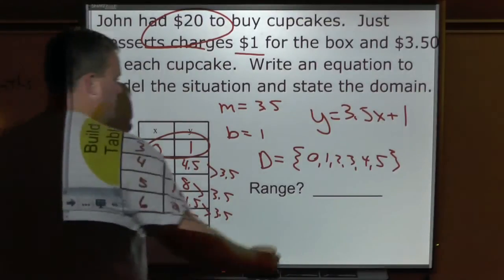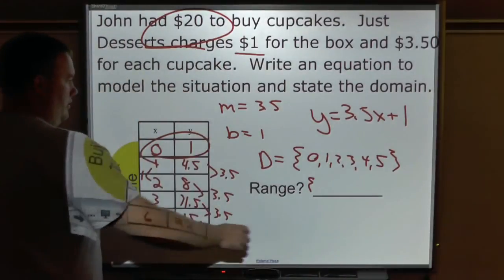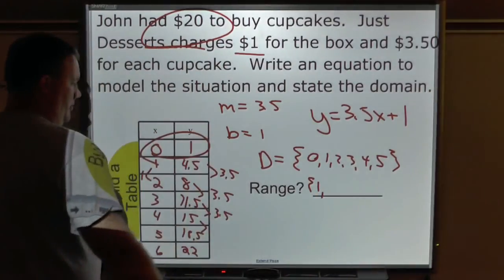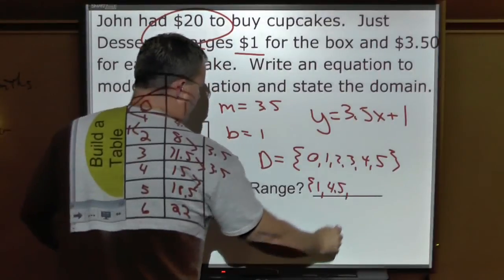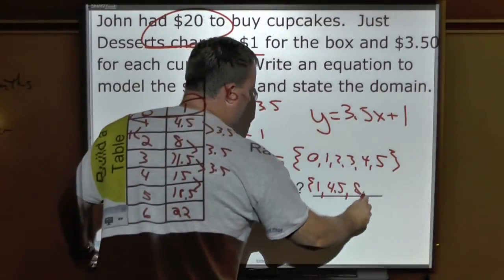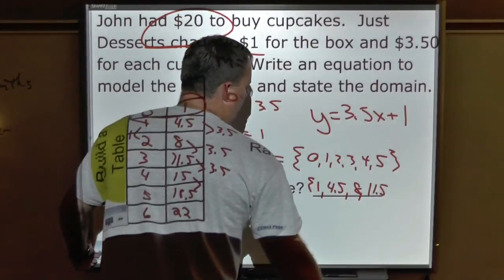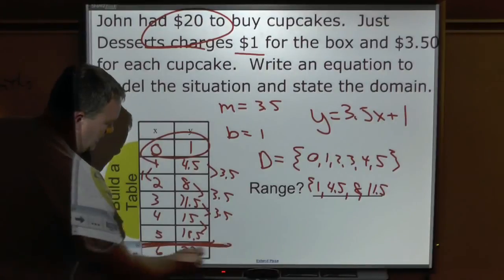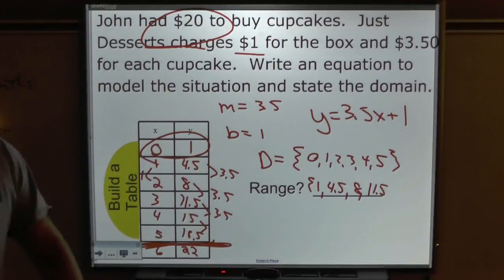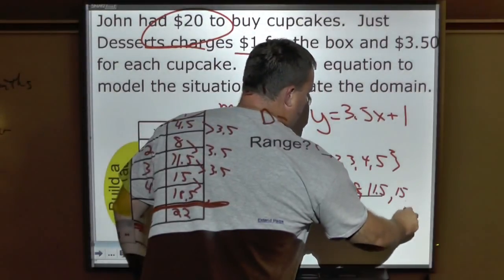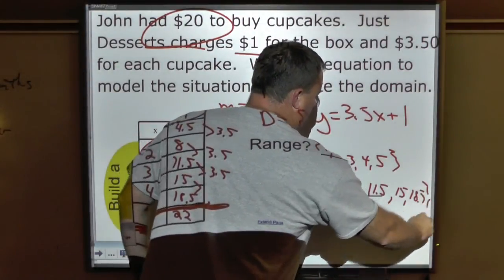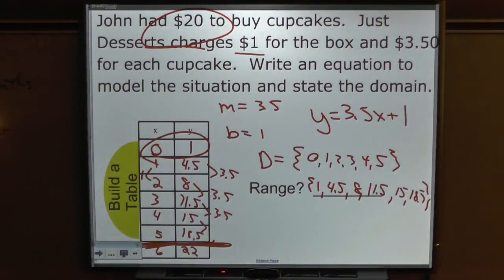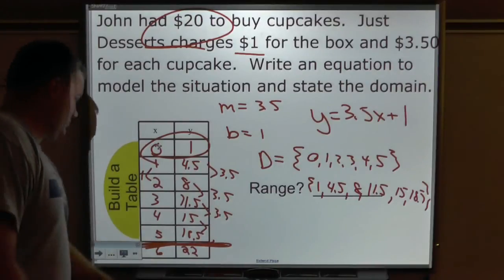So if we do the range, well, the range for this, as you're looking at it, 1 for the 0 cupcakes, 4.5 for the 1 cupcake, 8, 11.5, and so on and so forth. All the way up to, and it has to stop right there at 18.5. You can't go any farther. So you've got the 15, and then the 18.5. Alright? That is the range. Again, it's discrete. So that's why it has to be written in that fashion.